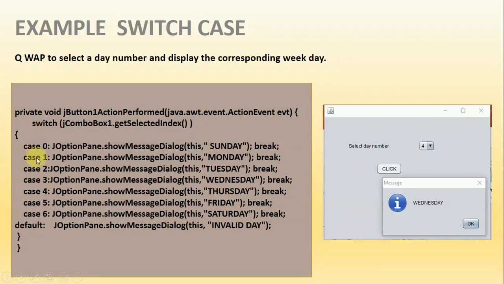Default, because if none of the cases are true, suppose I have entered 8 here. 8 is not a valid day. So it will execute the default statement and the message displayed will be j option pane dot show message dialog this comma invalid day. So the message invalid day will be displayed if we choose any number other than the assigned numbers.